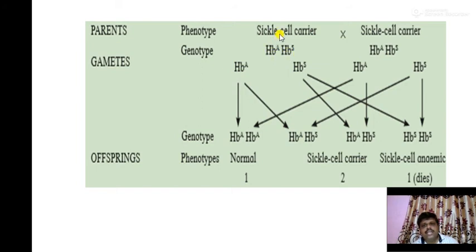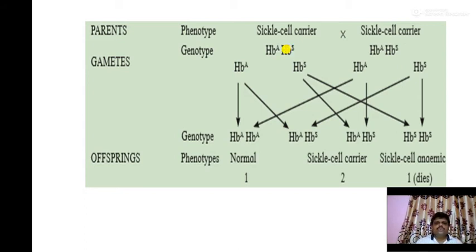Now this is a carrier male, and the female is also a carrier. The genotype of this female is HBA and HBS, and the genotype of this male is HBA and HBS. When this female marries this male, they will produce gametes, and then they will produce the offspring.